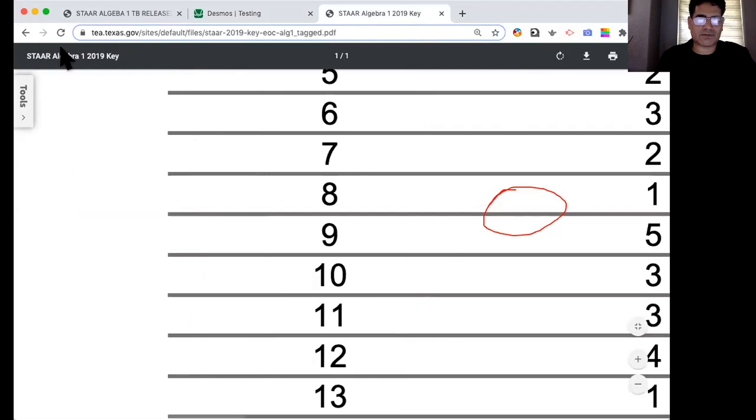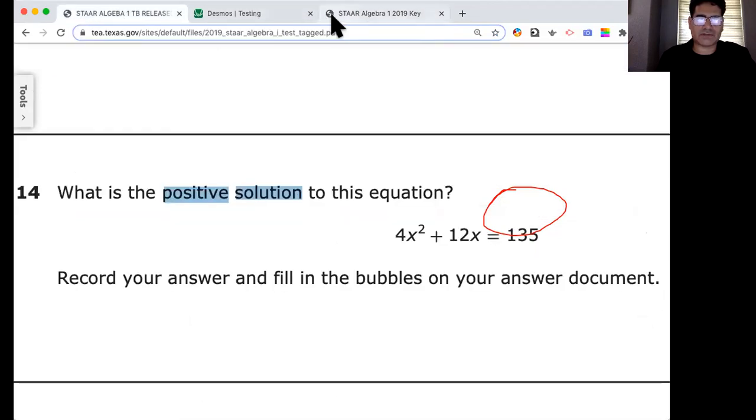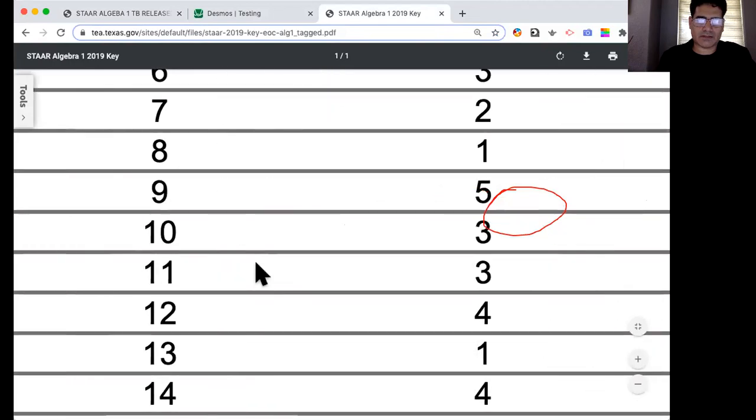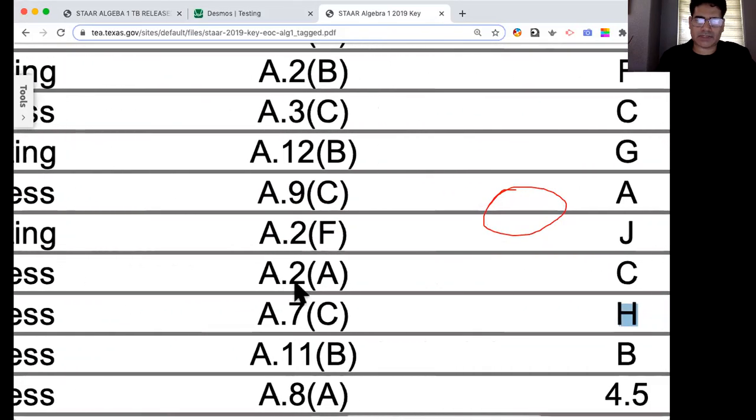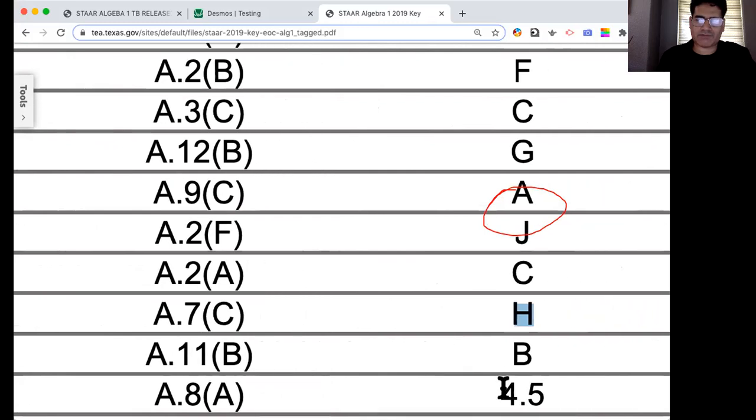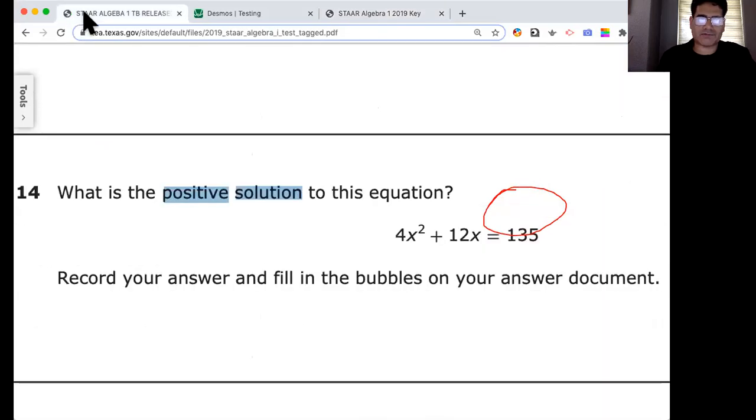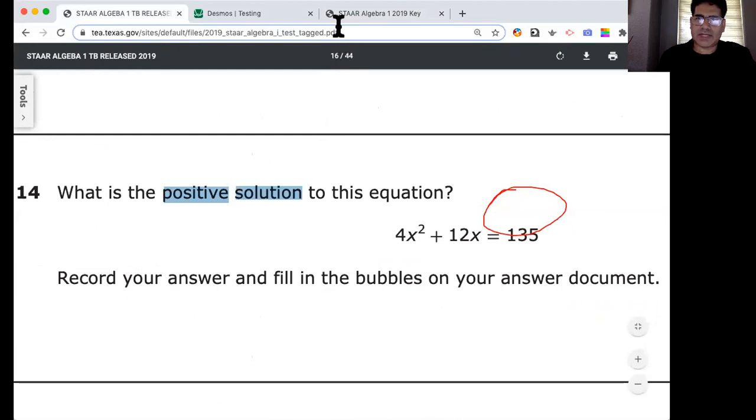Number 14 is testing 0.8a, and we have a 4.5. And how could you do this without a graphing calculator? Thank you again, Desmos.